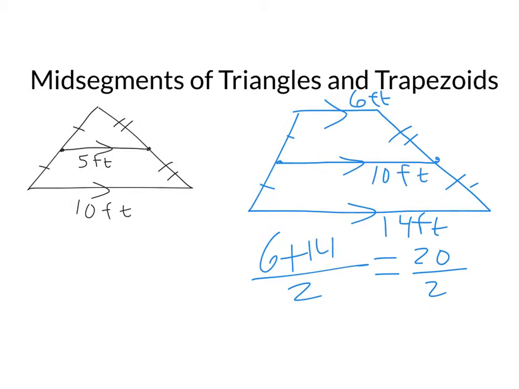So, again, a little recap. The mid-segment is parallel to the base of the triangle, or in the case of the trapezoid, it's parallel to the bases. In the triangle, it's half the length of the base. And in a trapezoid, it's half of the sum of the two bases, so to speak. It's right in the middle, right? It's the average of the two bases.